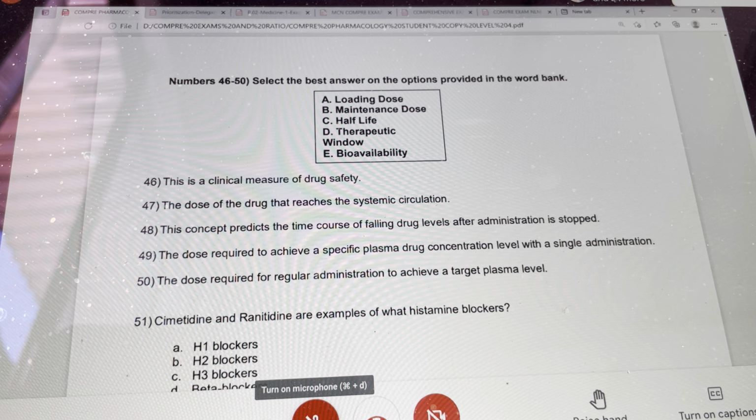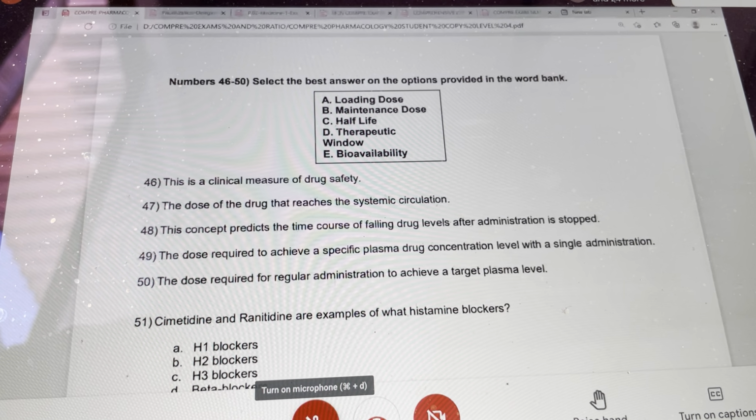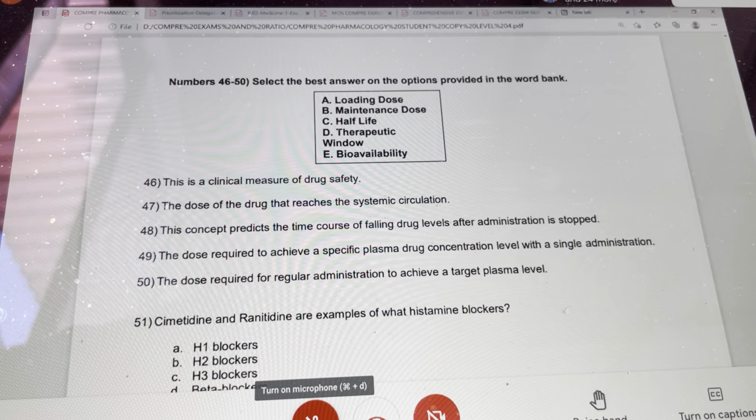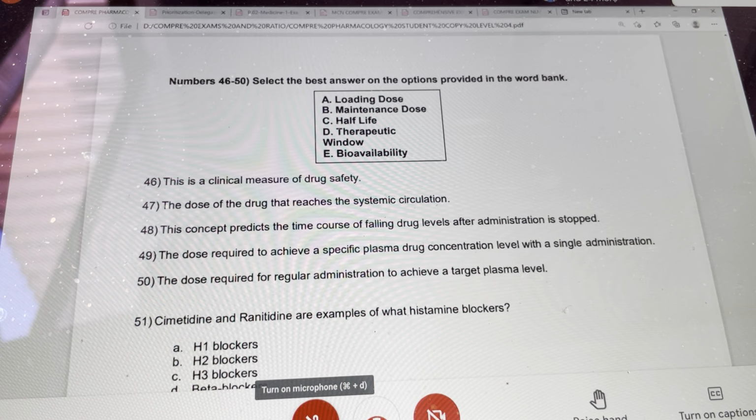Number 49, the dose required to achieve a specific plasma drug concentration level with a single administration. Ano po yun? Dose required to achieve a specific plasma drug concentration with a single administration. That is your loading dose.